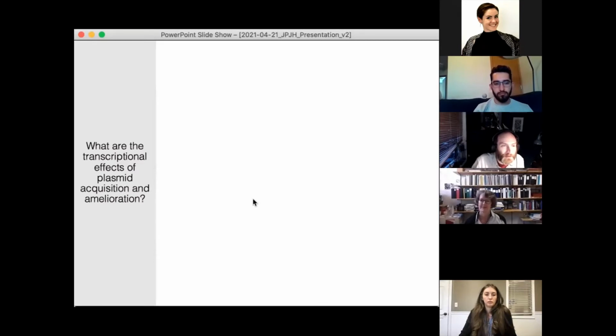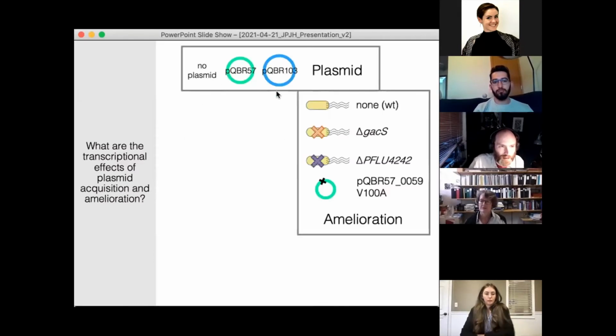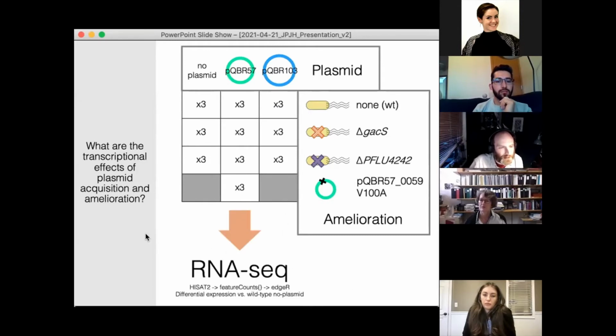And so to do that, we did an RNA-seq experiment where we either had bacteria with no plasmid or either of these two plasmids. We have either of these situations of amelioration, or where they have no amelioration. We delete the GAC-S, we delete the 4242, we've got this single base pair mutation on the plasmid, 3 replicates of each, and then we did RNA-seq to look at differential expression.